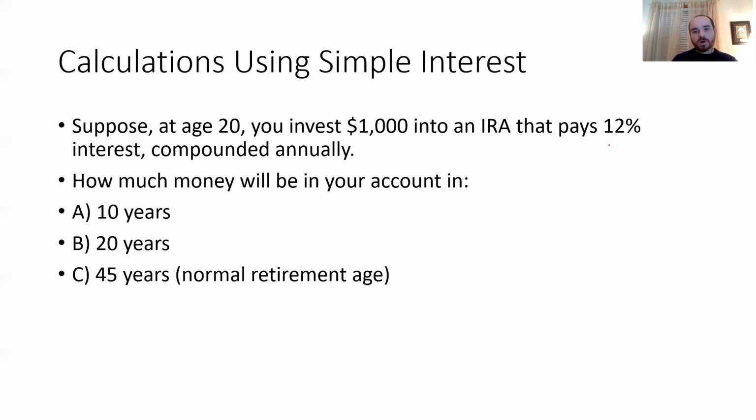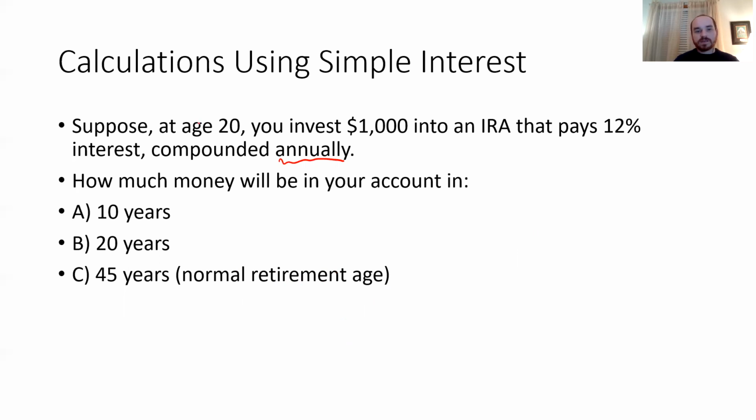What you could do is, if you wanted to, you could do these calculations on your own with 10%, see what that looks like. And trust me, this is going to be kind of cool. But we're compounded annually in this case. For the most part, interest is going to be compounded monthly when you're doing IRAs, I believe. But it does depend on what your IRA is in. Anyway, so the question is, how much money will be in your account in A, 10 years, B, 20 years, and C, 45 years?